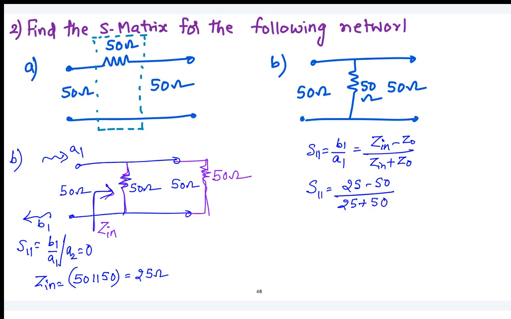So what is the value you are going to get? Minus 1 by 3. Agree? Yeah. Now you can do the value of S21 right now. So your S11 is equal to minus 1 by 3. So do the same thing for S21.